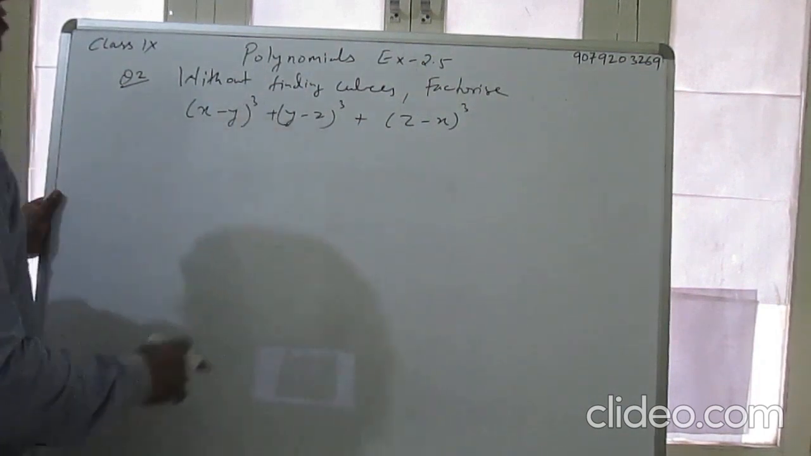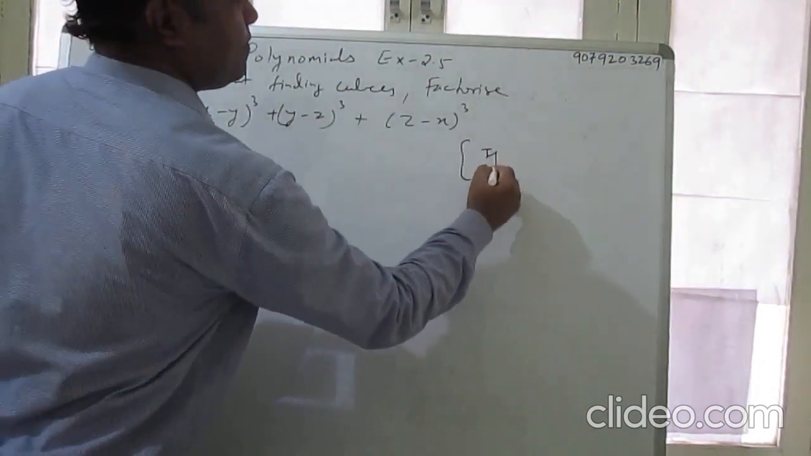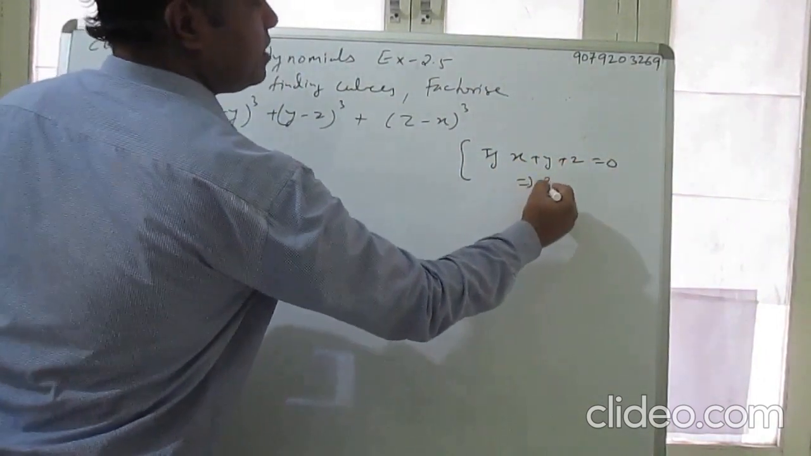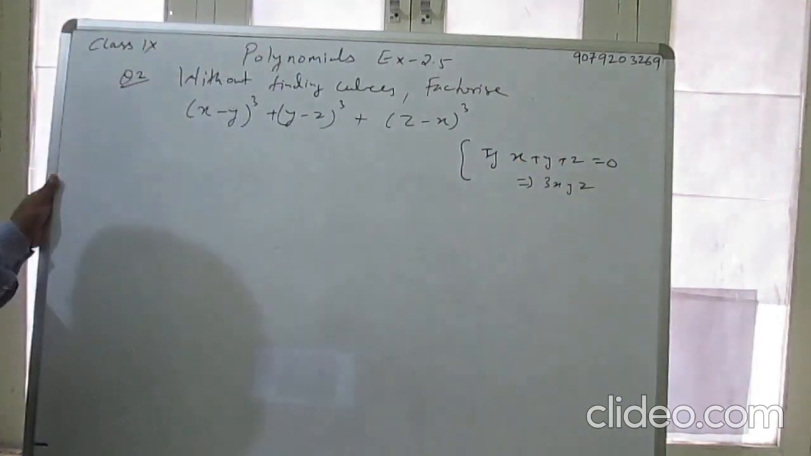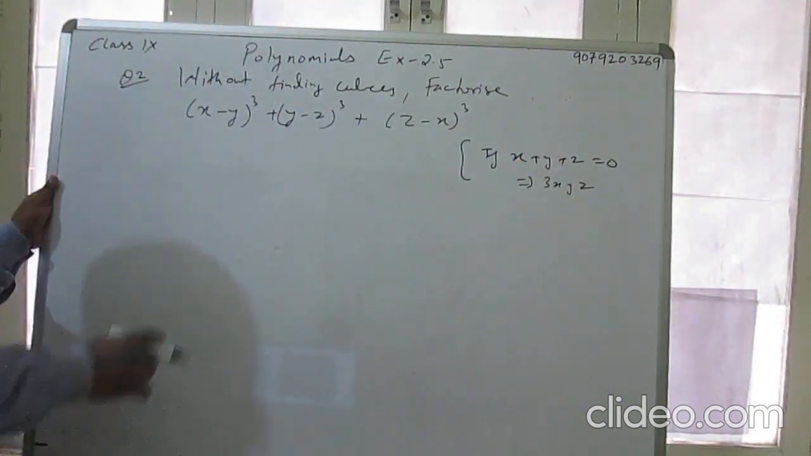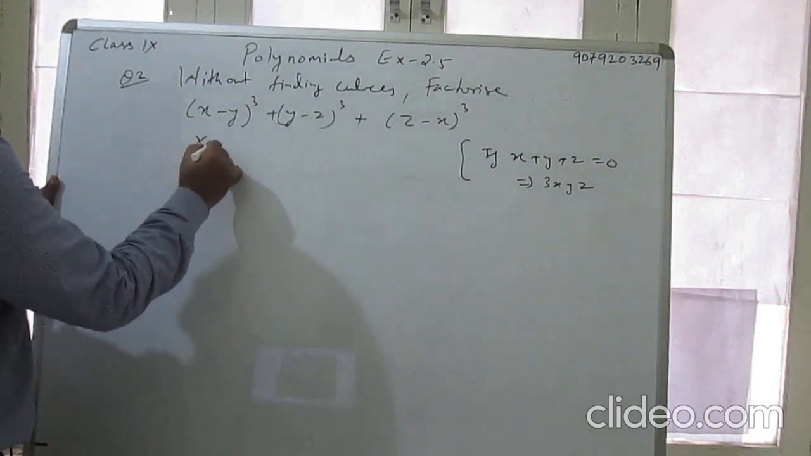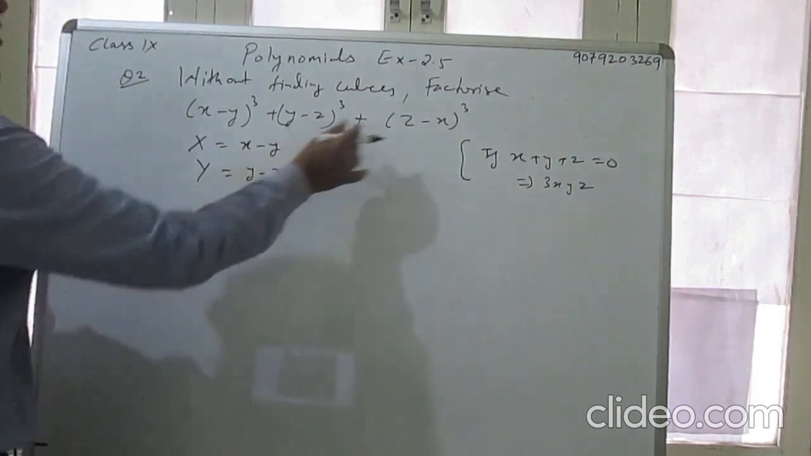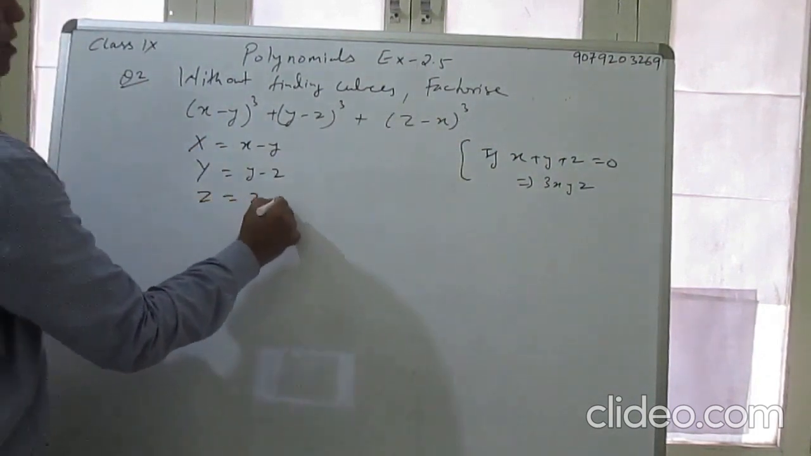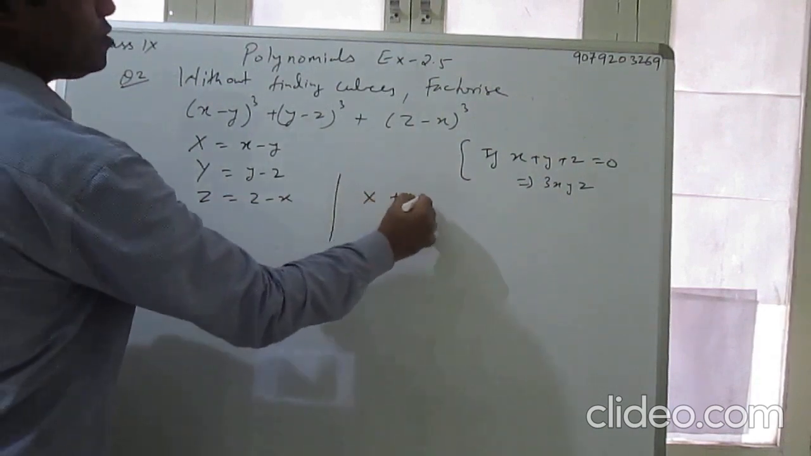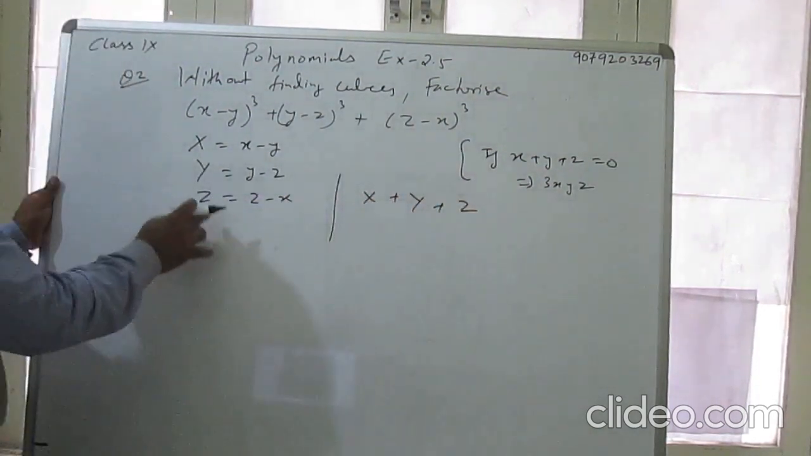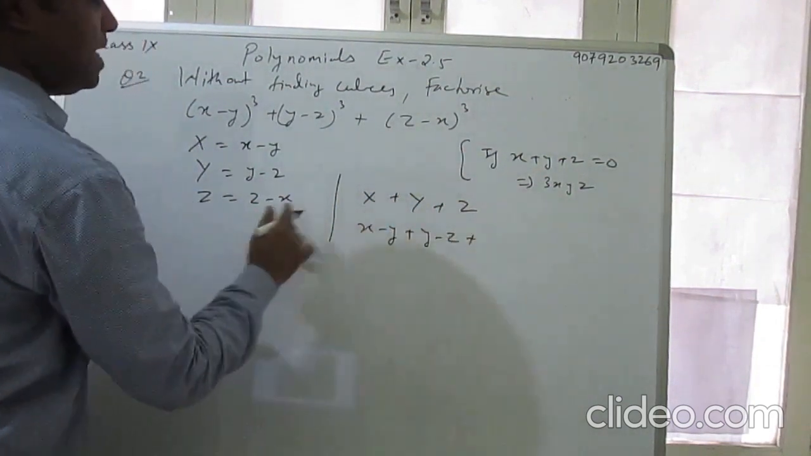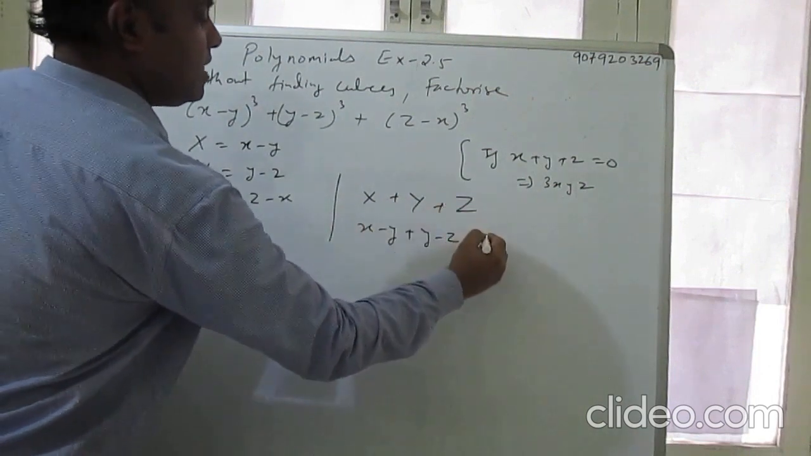See here, we know this identity. If x plus y plus z is equal to 0, then x cube plus y cube plus z cube is 3xyz. This is our identity. So we will take this. इसको capital X मान लें, इसको capital Y मान लें, इसको capital Z. Now I will check x plus y plus z. What is the value of x plus y plus z? X की जगह क्या रखेंगे? X minus y. Y की जगह y minus z. Z की जगह z minus x.